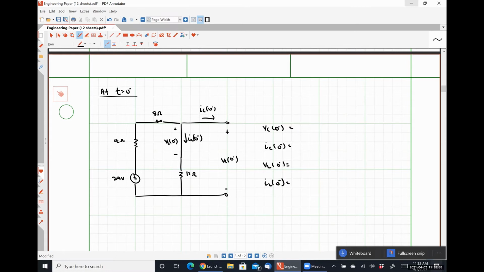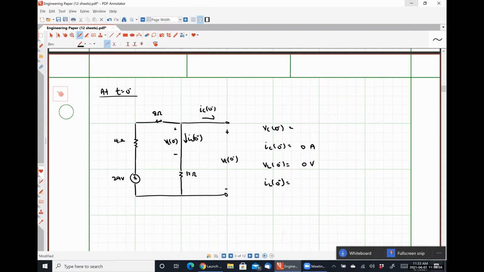Who can tell me what any of these quantities are going to be? IC has to be 0. All right. VL also has to be 0. Okay. What about our other two quantities? Okay, so I believe that you're correct, but tell me why.